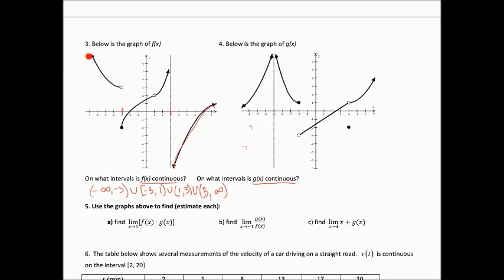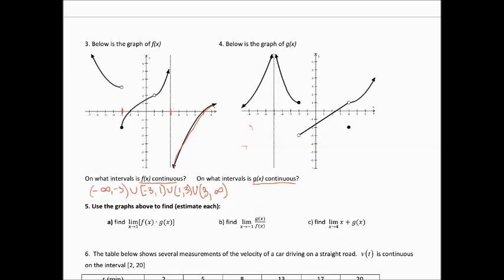So here we're going from negative infinity all the way to negative 3. We're going to union this with negative 3 to 1, from 1 to 3, and these are open, and these are open, and then from 3 to infinity. Now let's take a look at g of x.